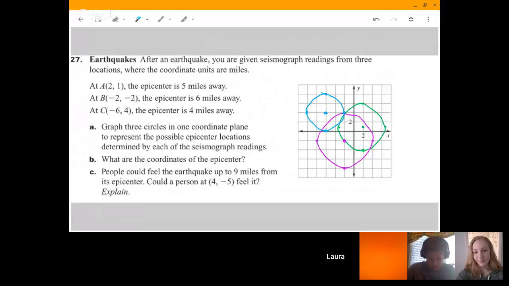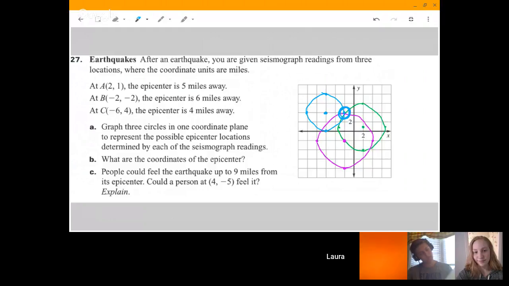All right. What are the coordinates of the epicenter? Where do all 3 circles collide? -2, 4. Seems like it, yes. Right here.